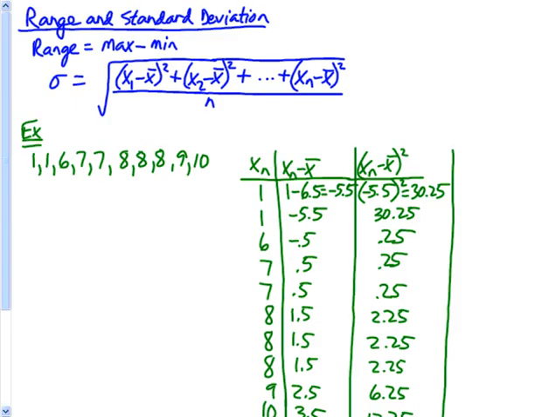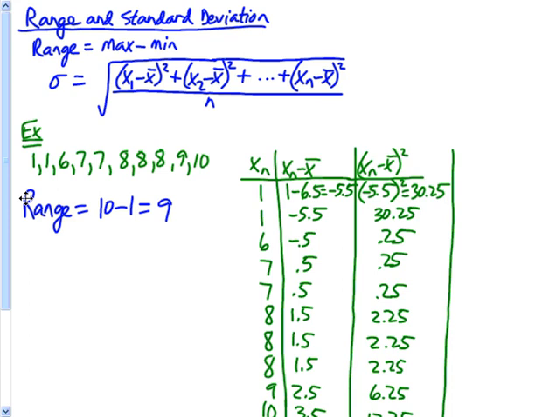Now let's talk about range, finding the range. The range equation is just your maximum minus your minimum. So let's go ahead and find your range for this same data set. My maximum is 10 minus my minimum, which is 1. So my range here is 9. The data ranges 9 units.